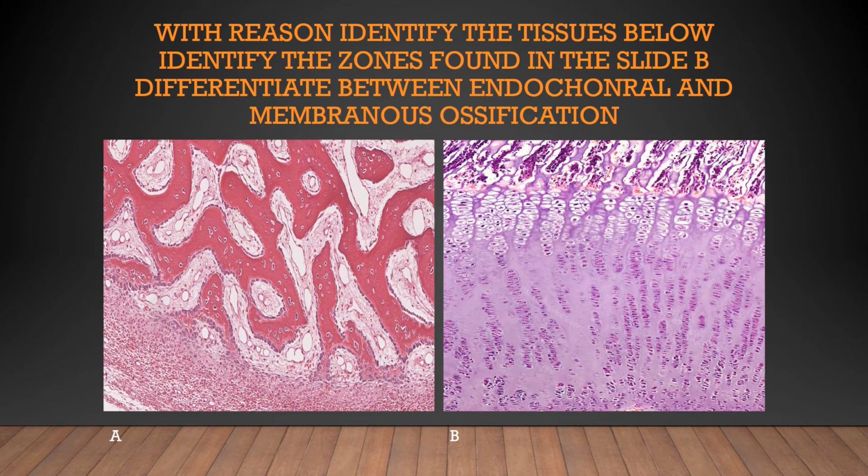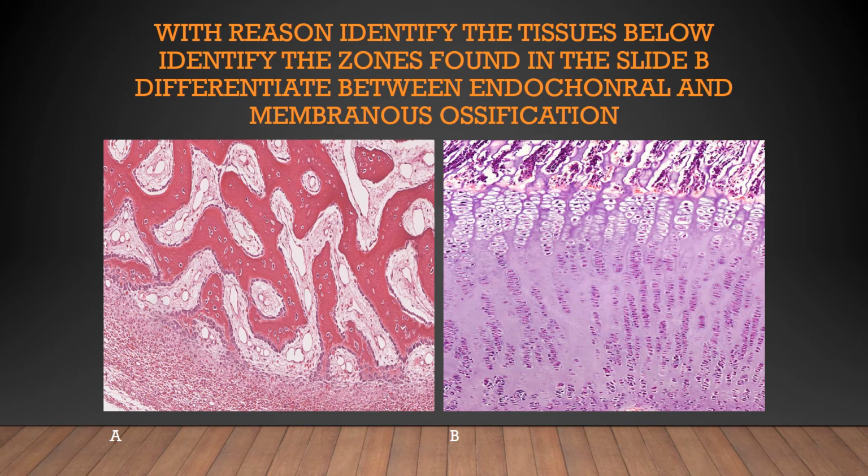As for the slide marked B, it's of epiphyseal growth plate. So the zones in the epiphyseal growth plate, you have the zone of resting cartilage, zone of proliferation, zone of hypertrophy, zone of cartilage calcification, and zone of ossification.